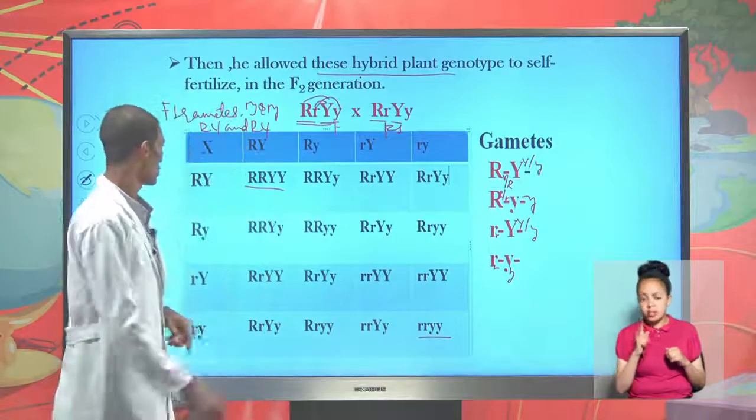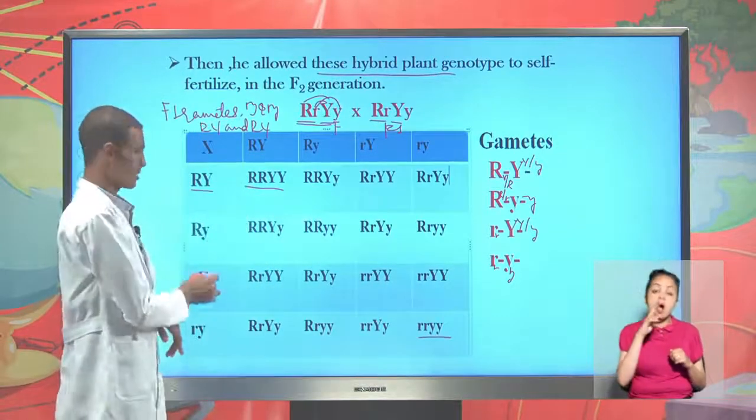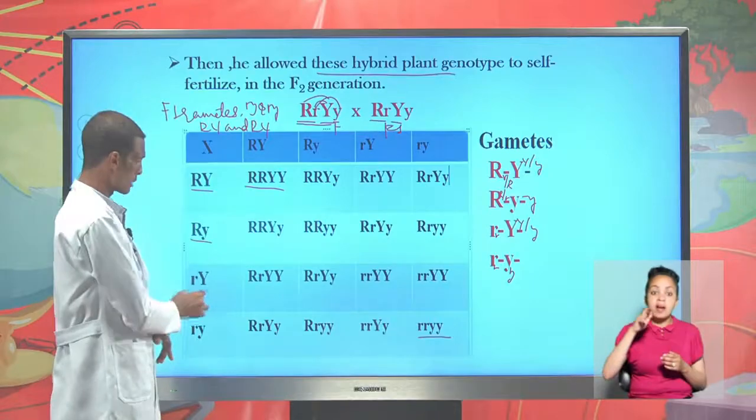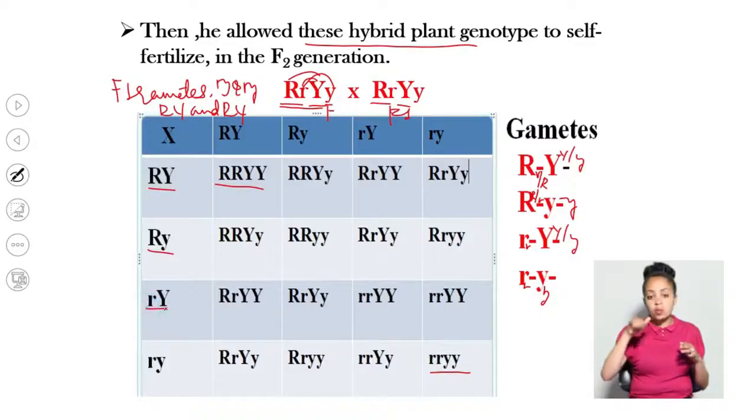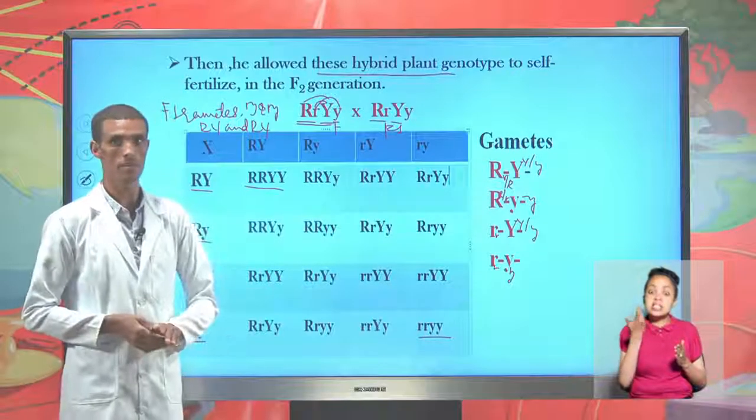The gamete for this one is RY, R capital Y small, R small Y capital, and again R small Y small. This one is for another F1. About 16 crosses are found here.